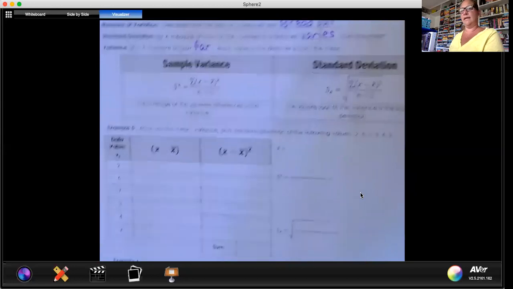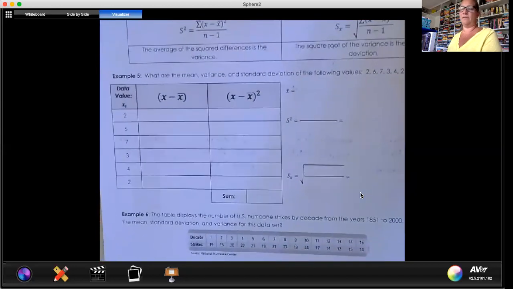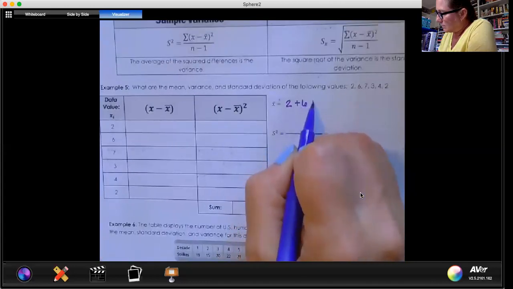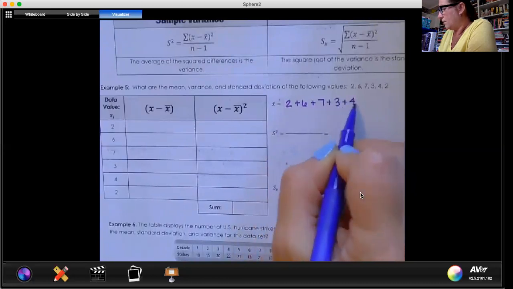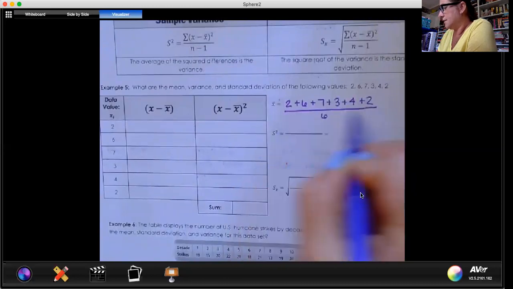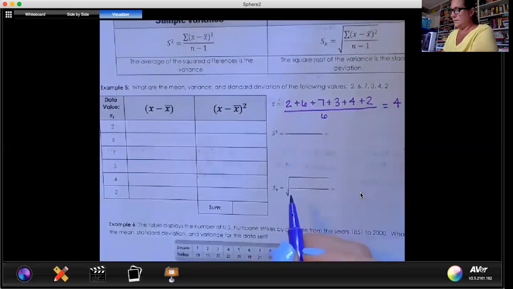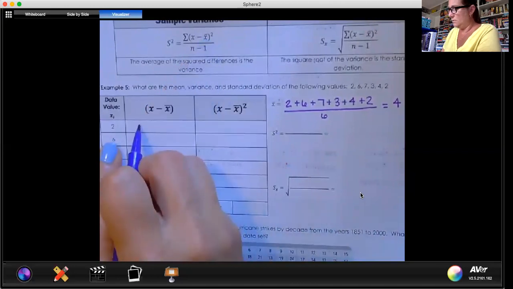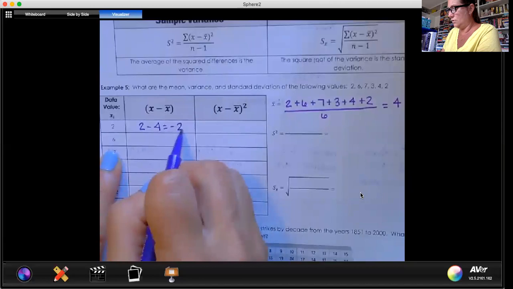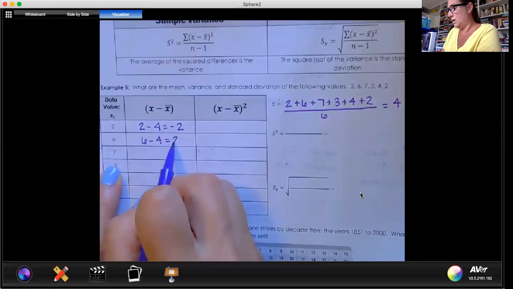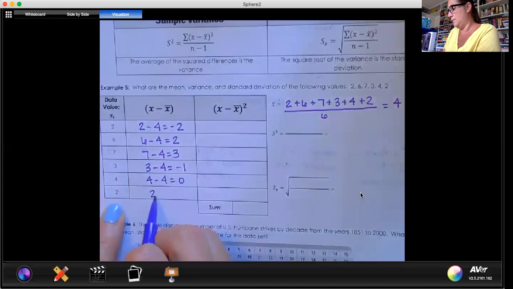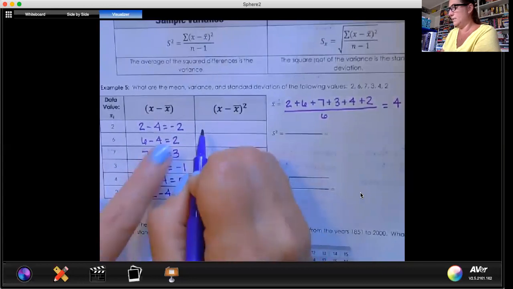Don't worry, we have it a little bit easier when we go to find those values here in just a minute. So our mean is going to be 2 plus 6 plus 7 plus 3 plus 4 plus 2 divided by 6, which is going to be 4. So to find x minus x bar, which is part of your sample variance, we would do 2 minus 4, which is negative 2, and 6 minus 4, and 7 minus 4, and 3 minus 4, and 4 minus 4, and 2 minus 4.